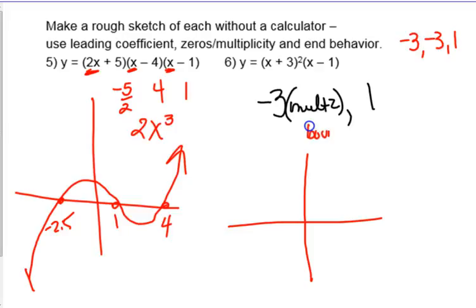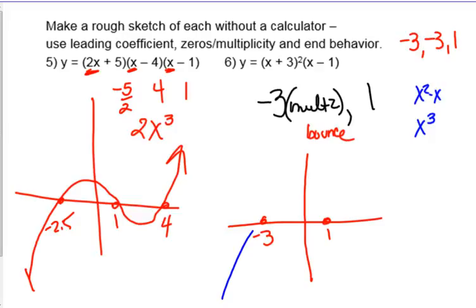Okay, so at -3 there is a bounce, and at 1 there is a cross. It's crossing, it has an x-intercept. But what degree was this? If I multiply that, I have an x times an x squared. It's a positive leading coefficient, so where's the left side? It's down. So it's coming from down here.